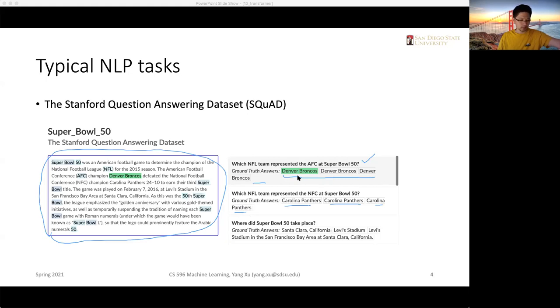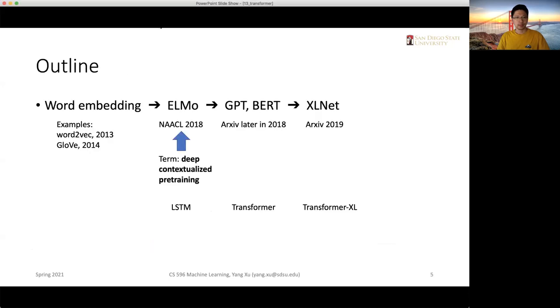So basically the model should be able to generate those answers automatically based on some pre-trained model. Okay, and the pre-training technique is something we will focus on in this lecture today and in Thursday's lecture. I don't think we will have time to cover everything today. Okay. All right, and let's look at the outline.